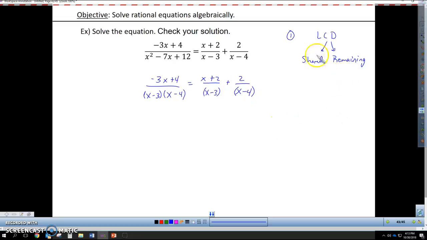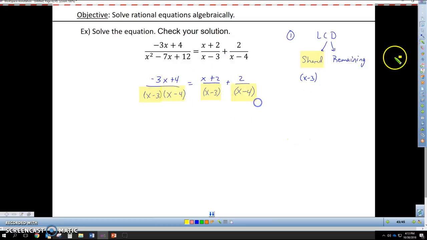All right, and here's where we identify what factors are shared. I have x minus 3, and that's shared here. So that's one of my shared factors, x minus 3. And then I also have an x minus 4 that is shared. So that's also a shared factor. Notice there's nothing else left over, so in this case we don't have any remaining factors. So this is my LCD.